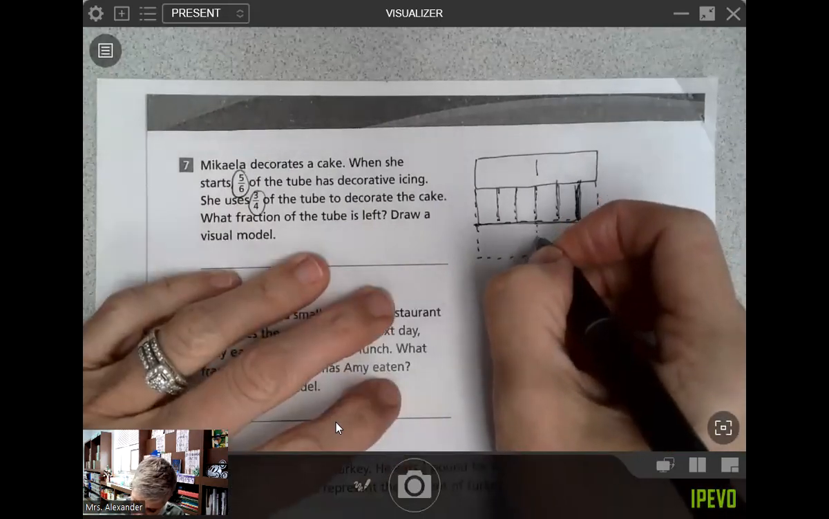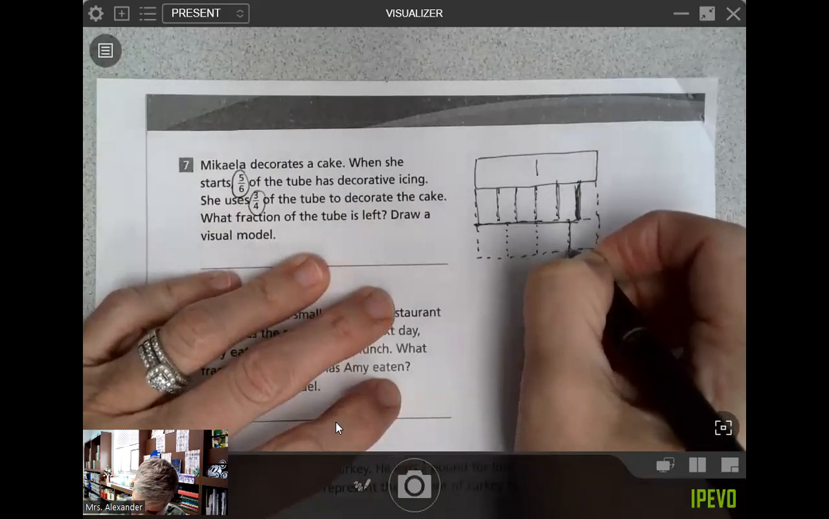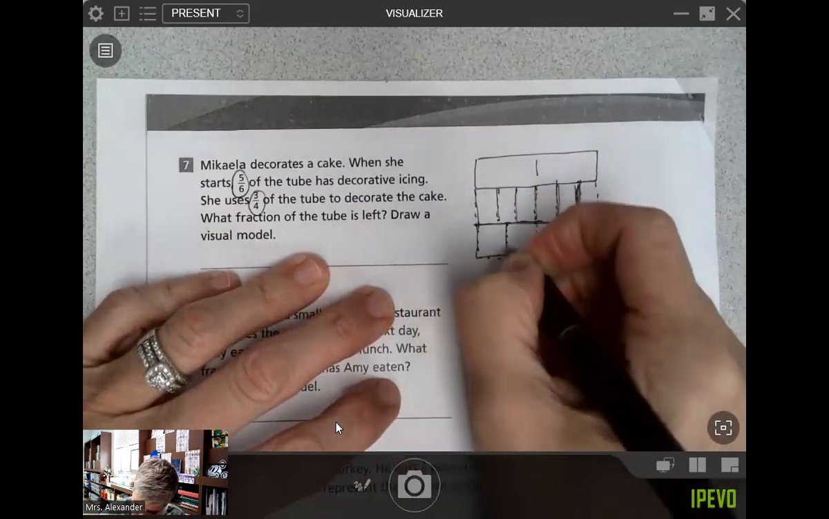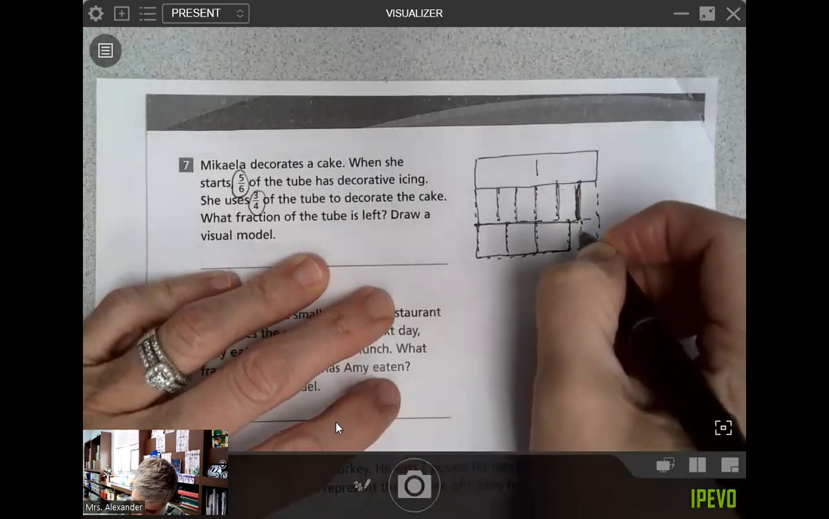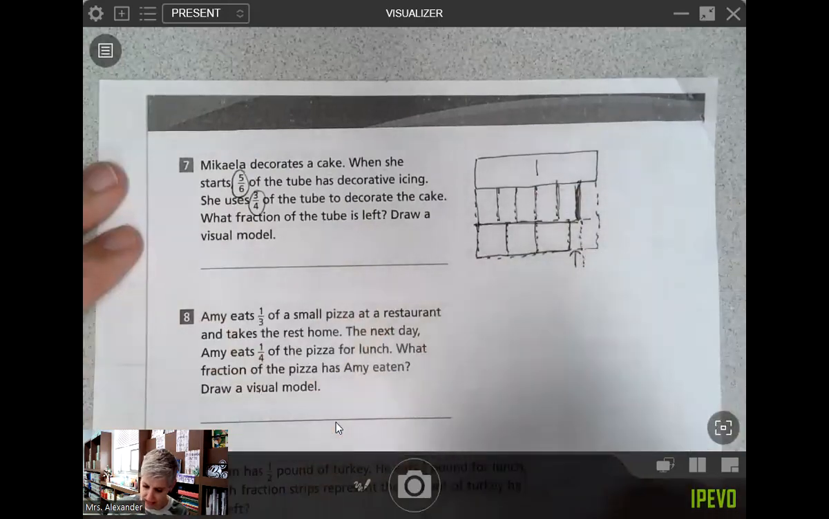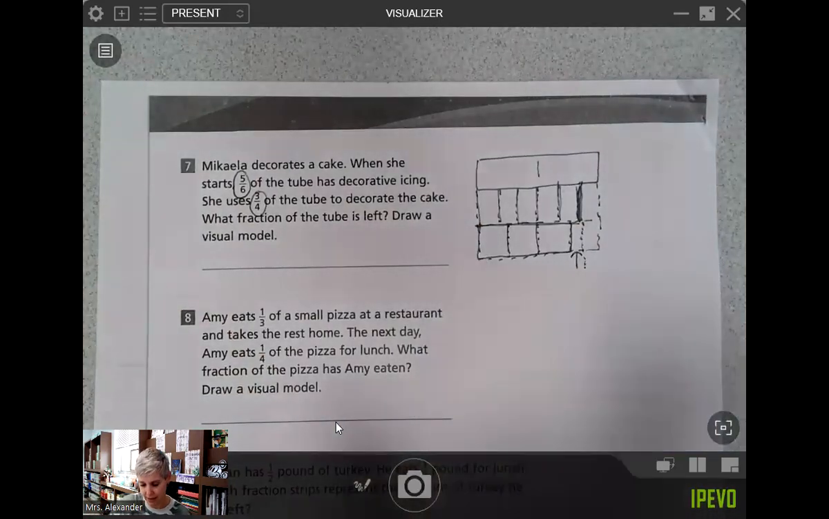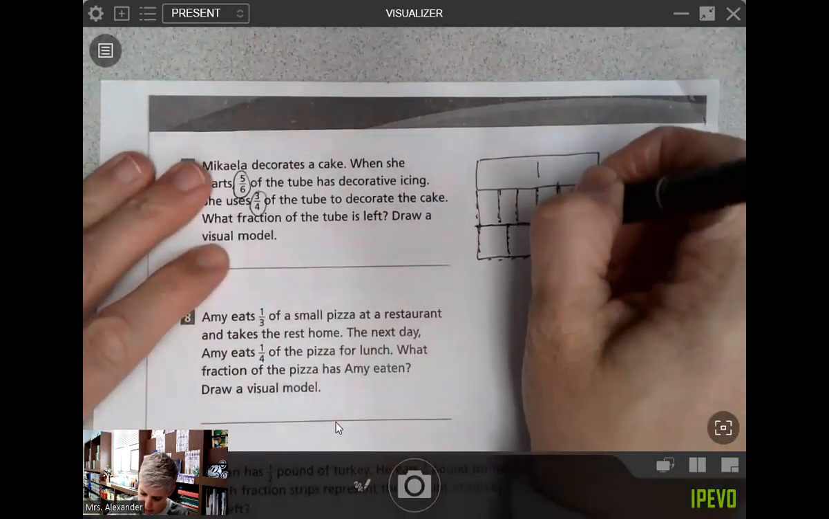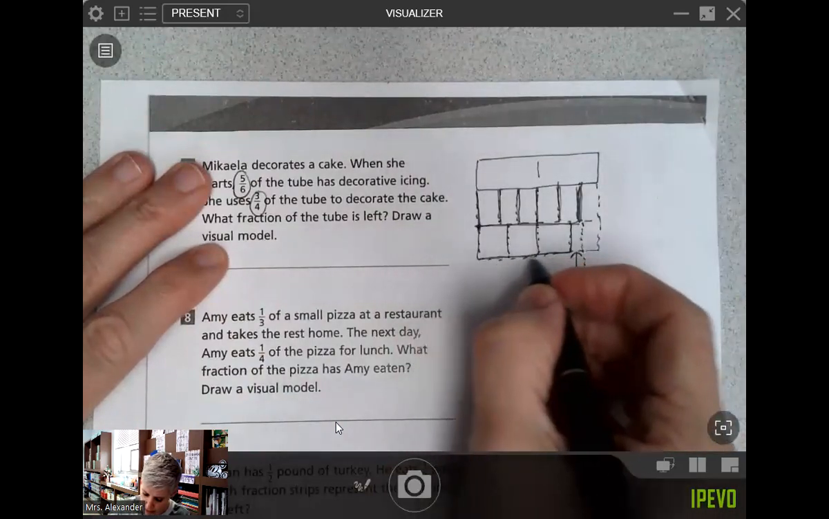If I did, excuse me, 1, 2, she has, this is what she's using of it. So it looks like this portion right here is what she'll have left. So that model helps a little bit. I could get the fraction tiles and make it a little better. You know, my drawings, when we do this, we say we do our best. It's not going to be perfect because we're free drawing it.